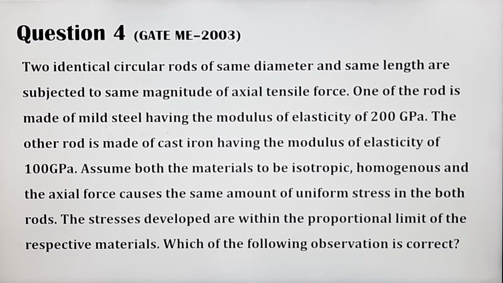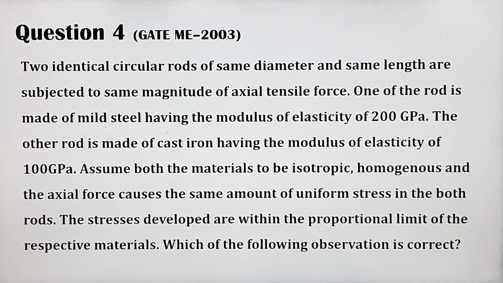Question 4. Two identical circular rods of same diameter and same length are subjected to same magnitude of axial tensile force. One of the rods is made of mild steel having the modulus of elasticity of 200 gigapascal. The other rod is made of cast iron having the modulus of elasticity of 100 gigapascal. Assume both the materials to be isotropic, homogeneous, and the axial force causes the same amount of uniform stress in both rods. The stresses developed are within the proportional limit of the respective materials. Which one of the following observations is correct?